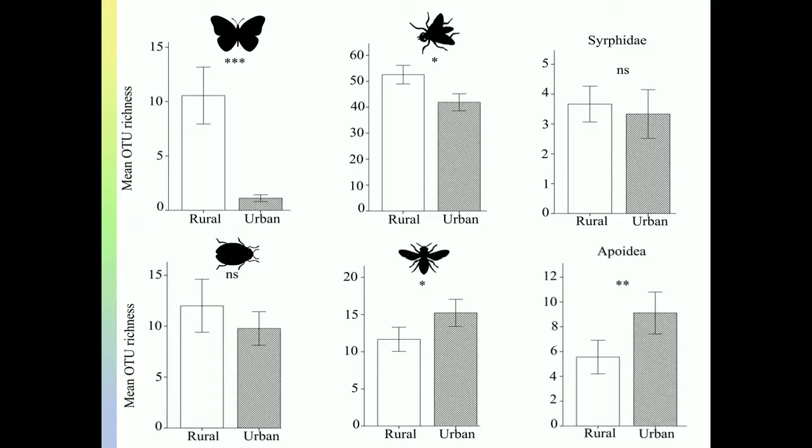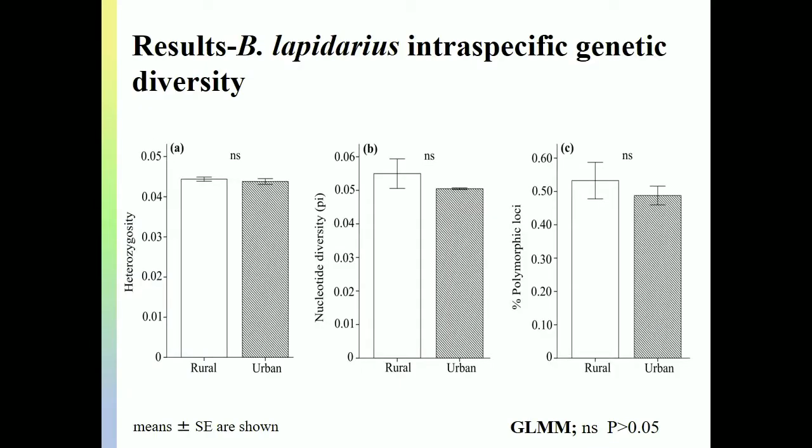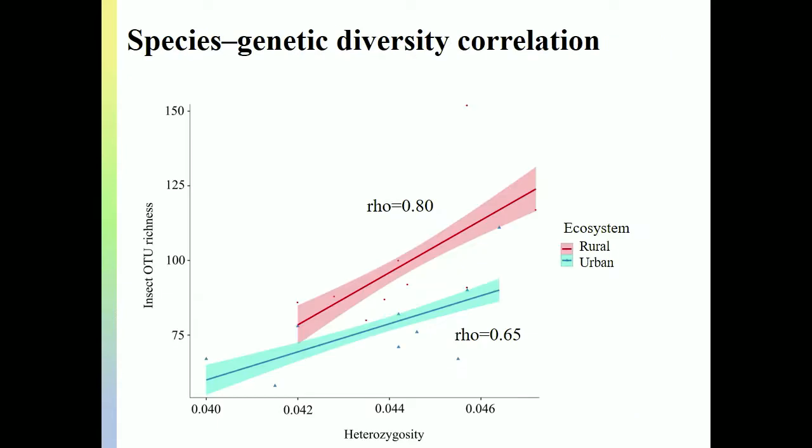These are the two main families that we also investigated. For hoverflies, we did not find any differences between the two ecosystems. And for bees, we found higher OTU richness in urban versus rural ecosystems. For intraspecific genetic diversity of Bombus lapidarius, measured either as heterozygosity, nucleotide diversity, or percentage of polymorphic loci, we did not find any differences between the two ecosystems. I also correlated species richness with genetic diversity of Bombus lapidarius, and across both ecosystems and within each ecosystem there is a strong correlation between heterozygosity and insect OTU richness.